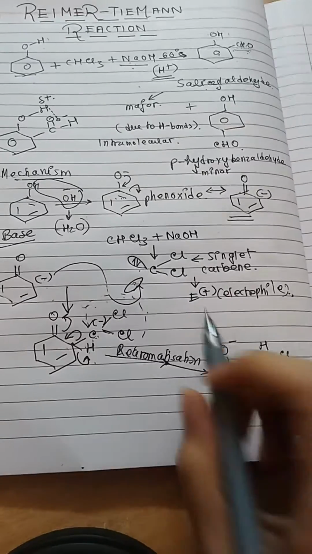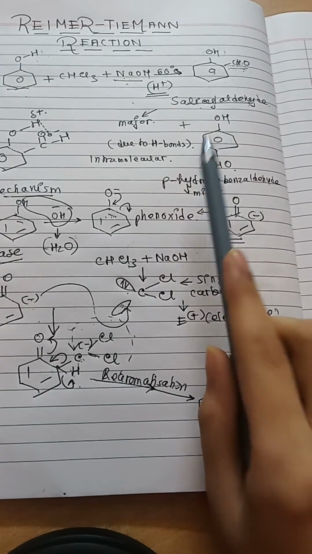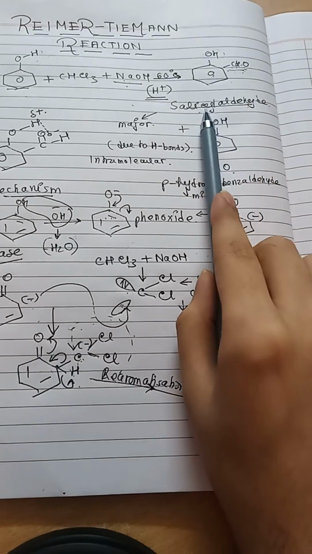So this I have done from the ortho position. You can do it from the para position also, and you will get para-hydroxybenzaldehyde, the minor product. This is the major product.